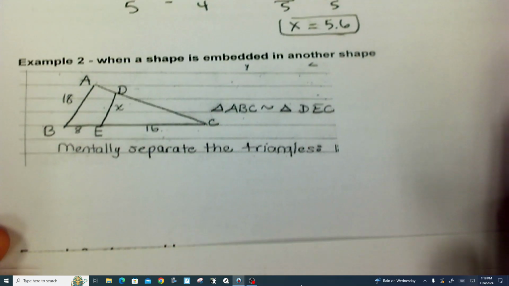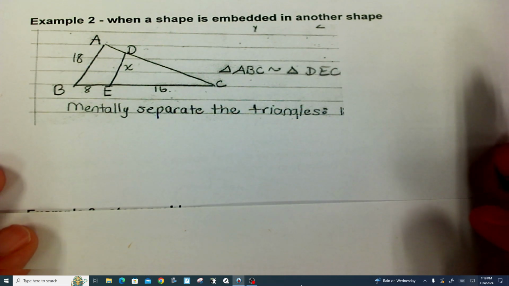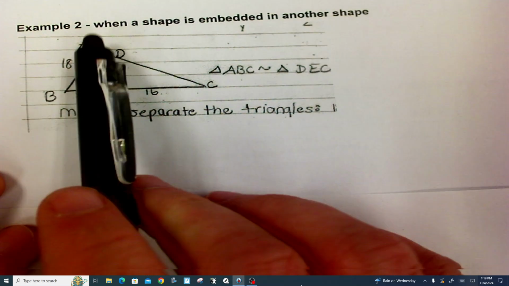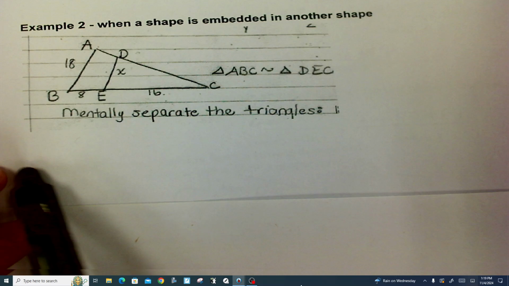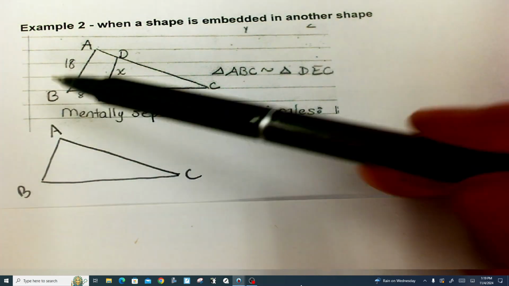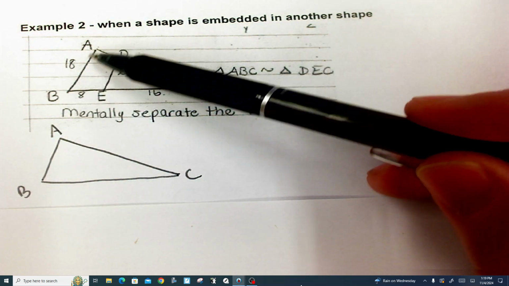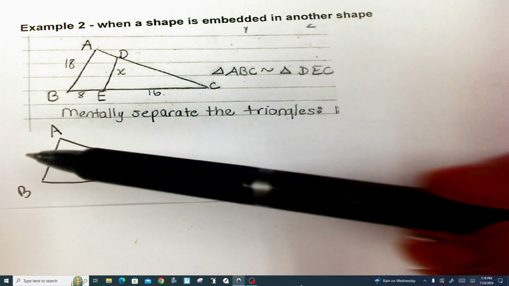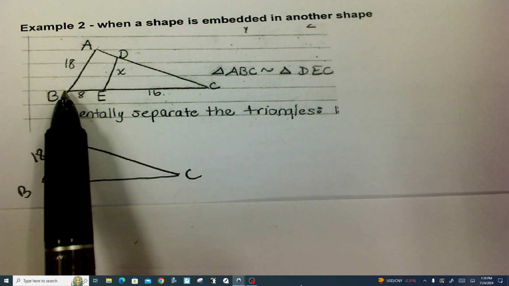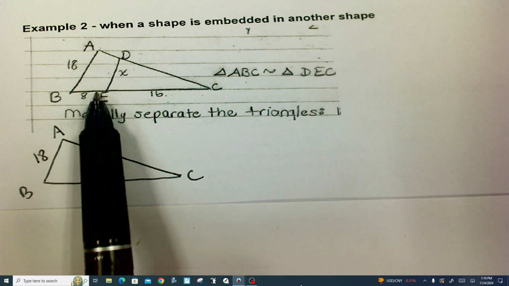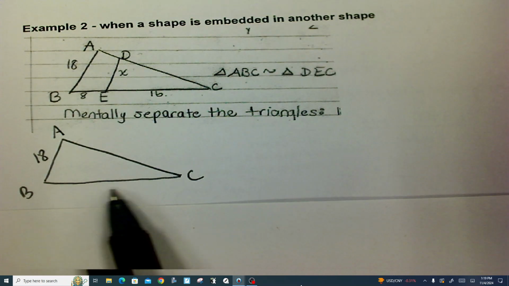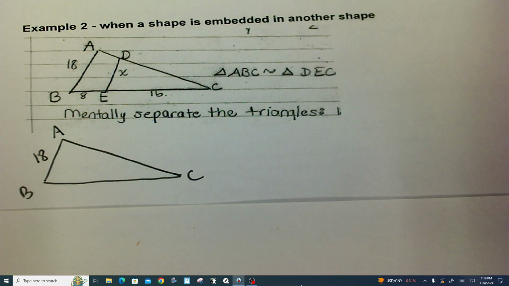So if we separated the two triangles, that would make it a lot easier for us. And in fact, I think that's what we're going to do. We're just going to draw ABC right down here, and we're going to post the measurements on it. So A to B is 18 units, so let's put 18 right here. Now how far is it from B to C? Well, B to E is 8 and E to C is 16, so we need to put these two together. So this would be a distance of 24.